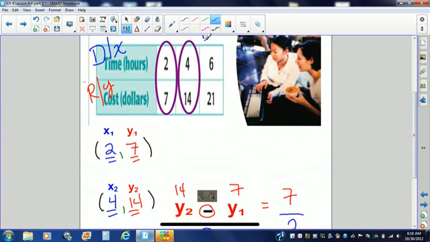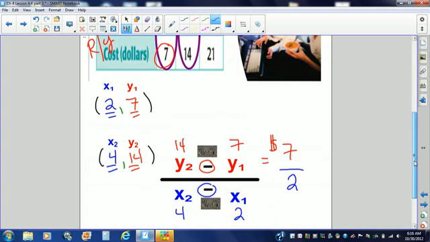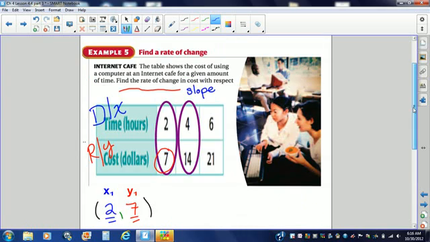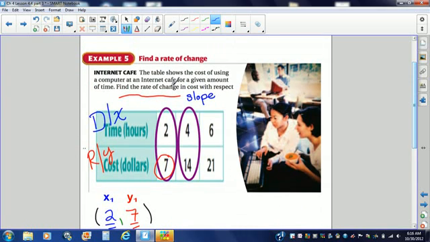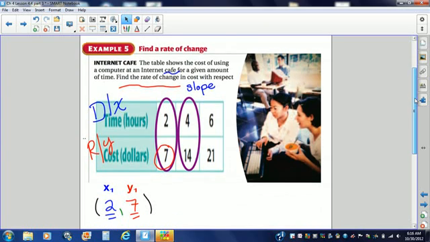Or you could say you spend $7 for every 2 hours that you use the internet at this cafe. I guess free Wi-Fi hasn't made it to them yet.